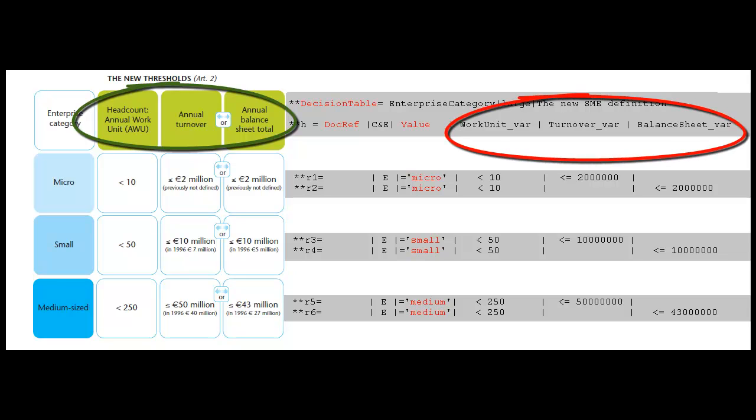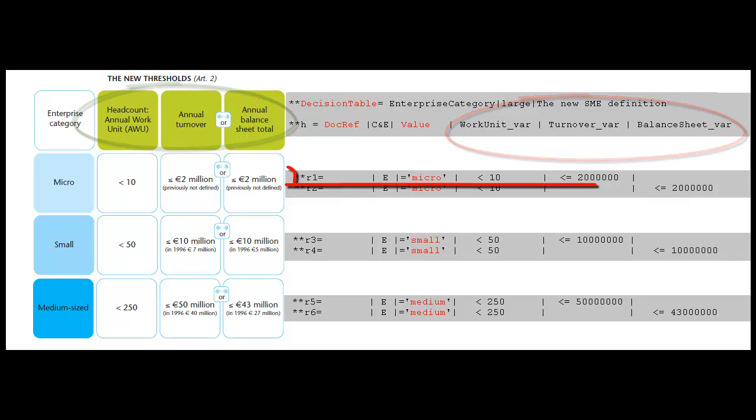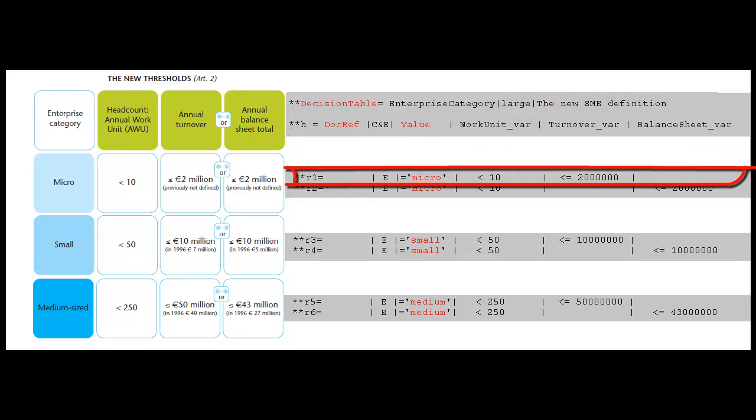Each decision table is made of a certain number of rows. Each row represents a specific rule. In this case, the enterprise category will be equal to micro, when the work unit is less than 10, and the turnover is less than €2 million.